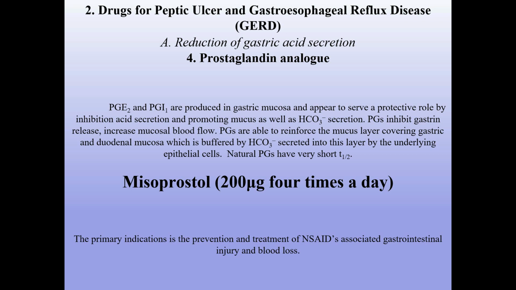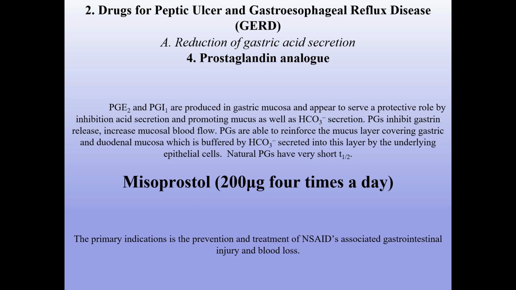Fourth group, prostaglandin analog. PGE2 and PGI2 are produced in gastric mucosa and appear to serve a protective role by inhibiting acid secretion and promoting mucus as well as bicarbonate secretion. Prostaglandins inhibit gastrin release and increase mucosal blood flow.